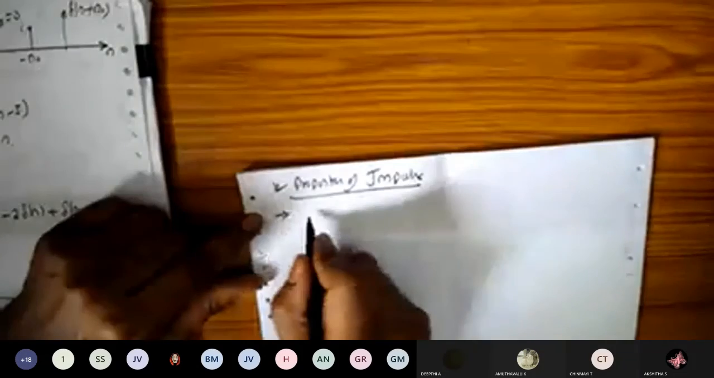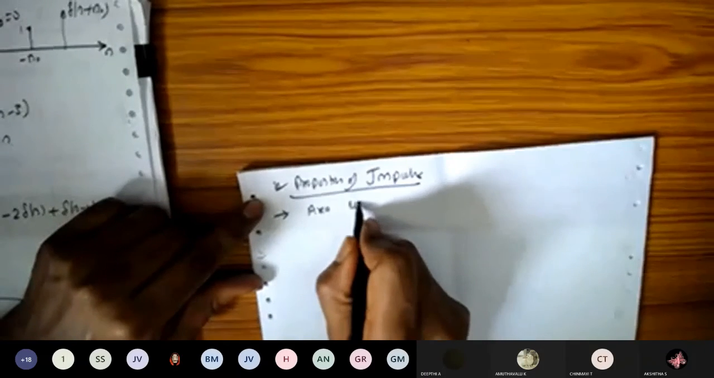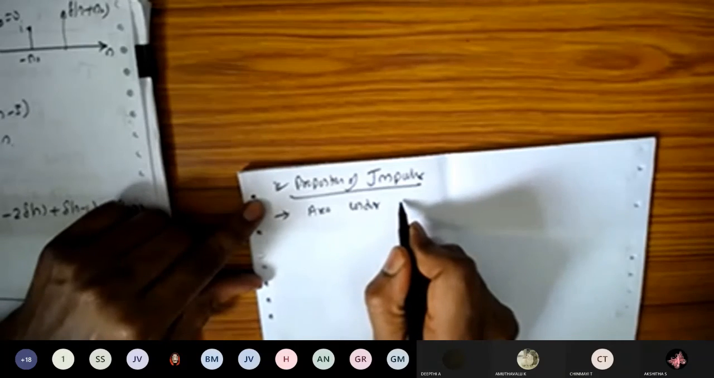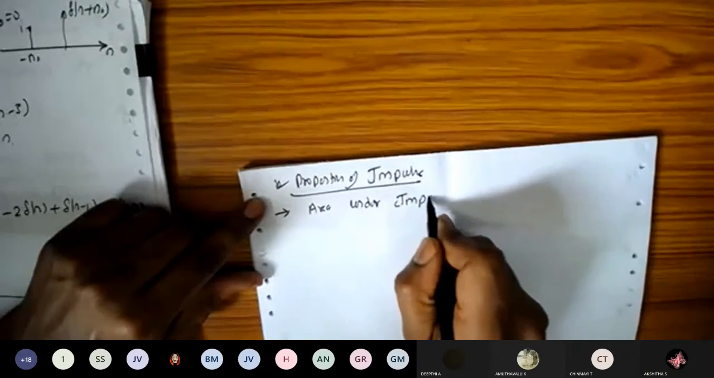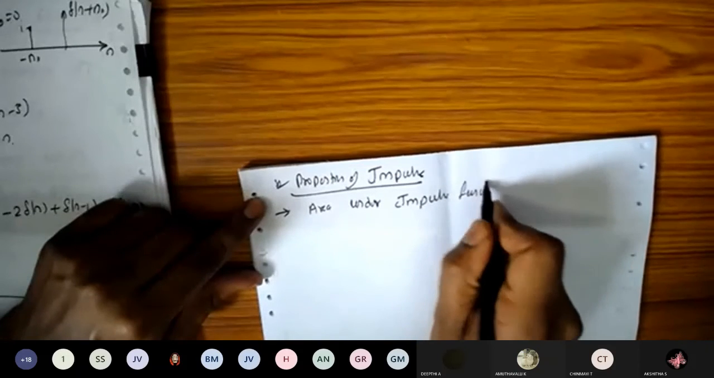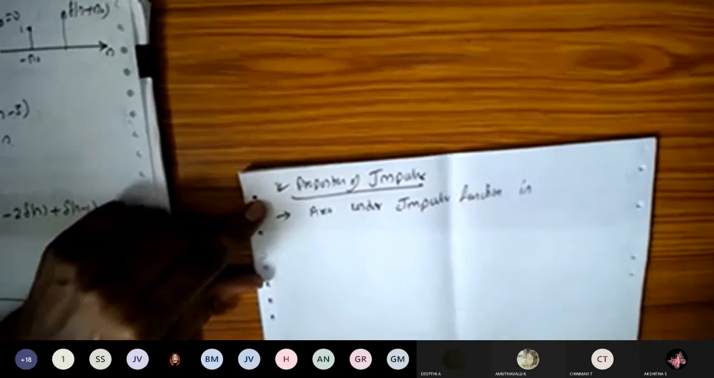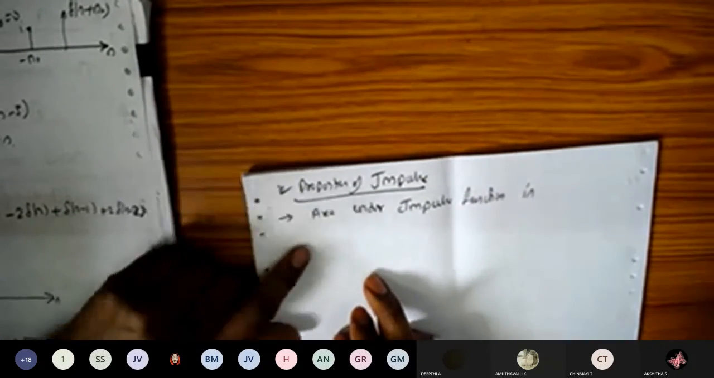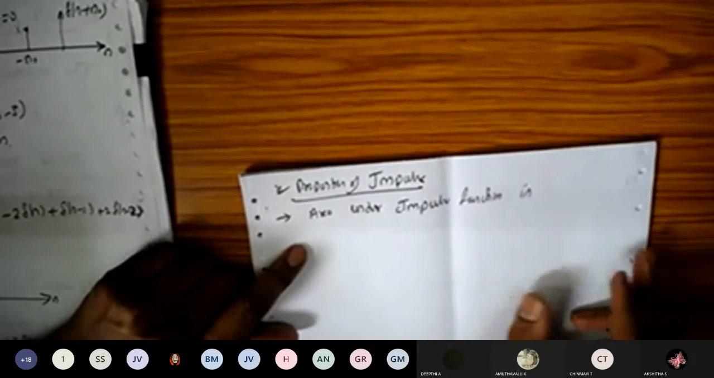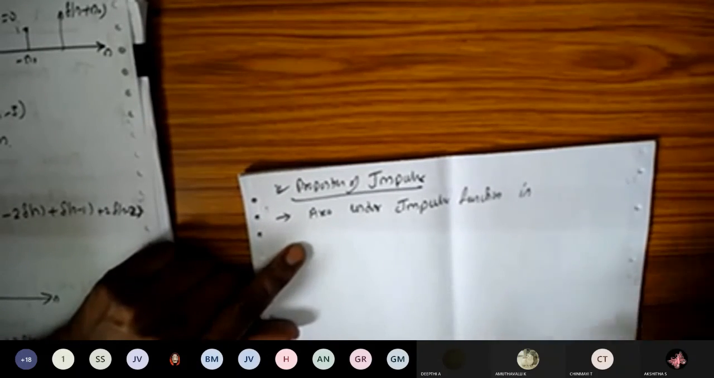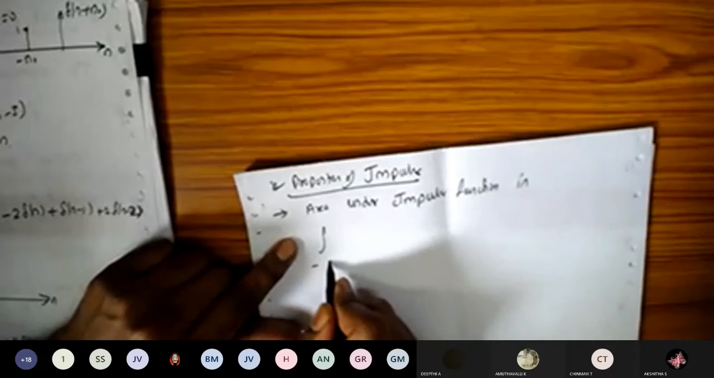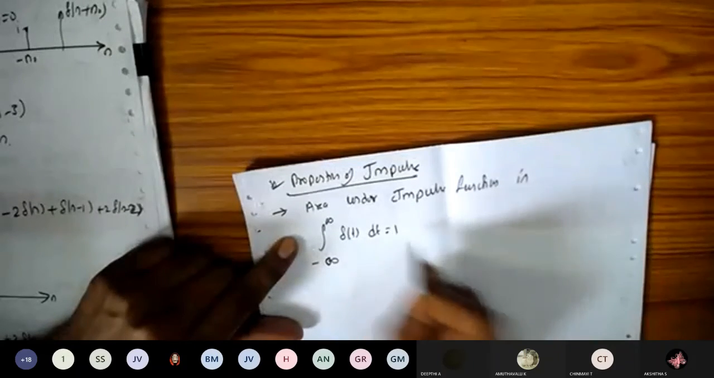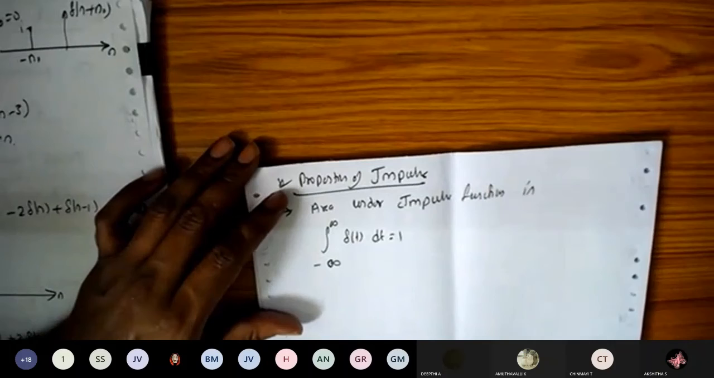The first property is area under the impulse function. This is the same as area under the PDF is equal to 1. Area under the impulse function is 1 here. For the impulse function, you don't consider the amplitude, it is the area of the impulse function you consider. So the integral from -infinity to plus infinity of delta of t dt is equal to 1.